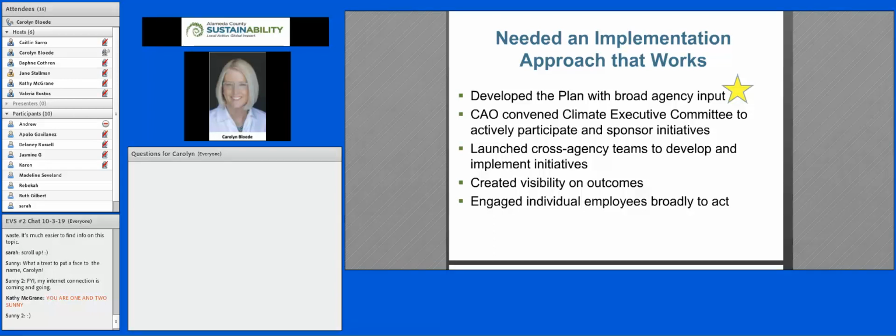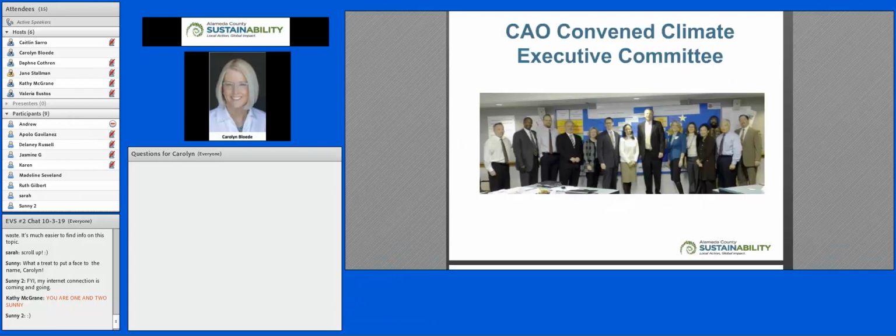And I give us a star for that broad agency input in the plan development. This really built our network of champions right from the beginning. Our county executive convened a climate executive committee, so we have active participation and sponsorship. We also launched cross-agency teams to develop and implement initiatives. We used a lot of visibility on the outcomes, and we engaged individual employees broadly to take action. So what I want to do is just spend a few moments sharing what that looked like.